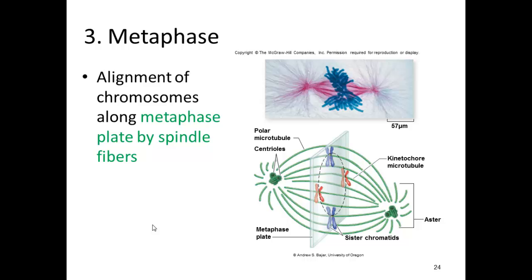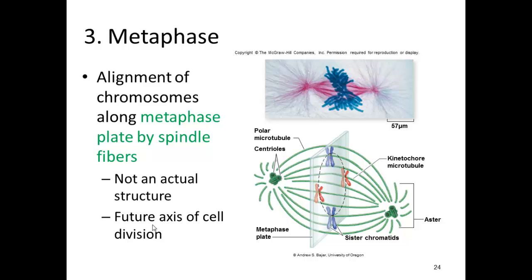During metaphase, the alignment of the chromosomes occurs in the middle of the cell, in a place called the metaphase plate. The spindle fibers align them there. But the metaphase plate is not an actual structure, it is just an imaginary line where they line up, but it eventually will become where the cell divides.